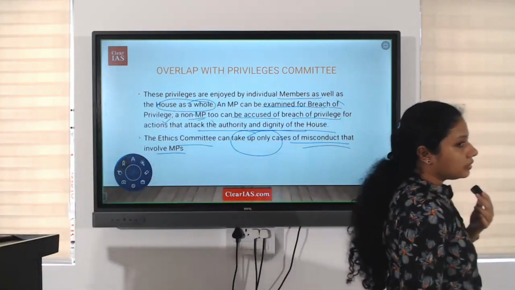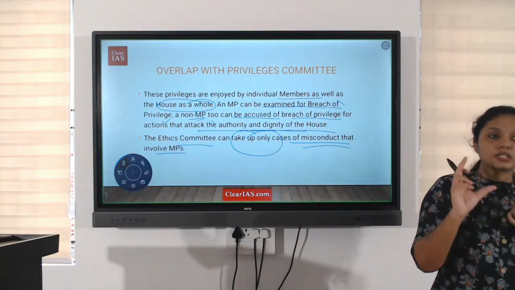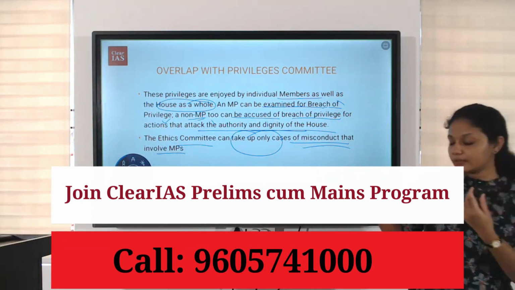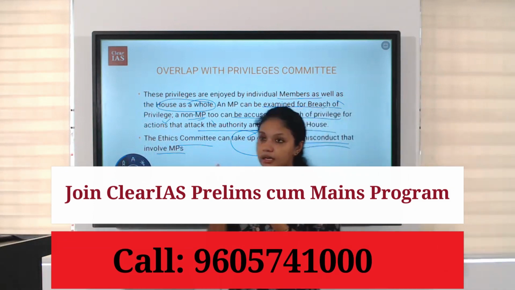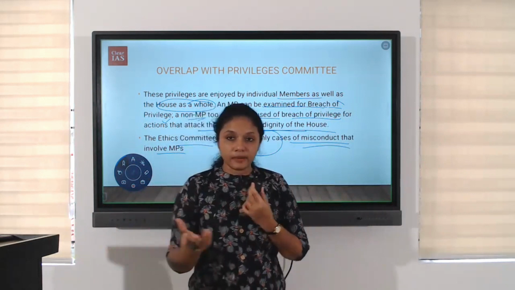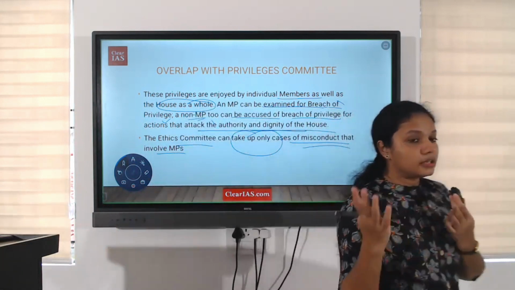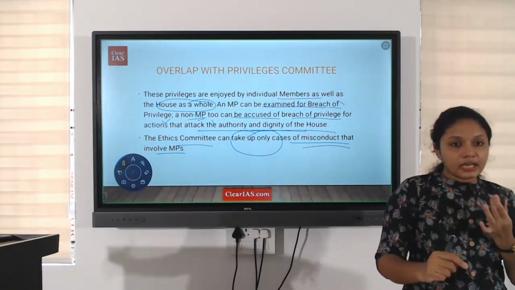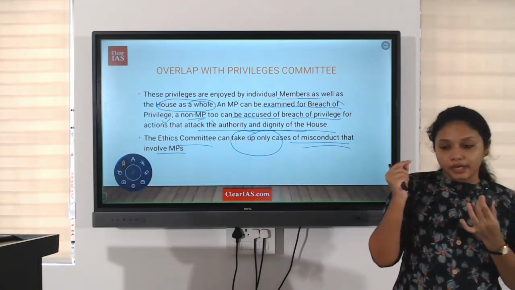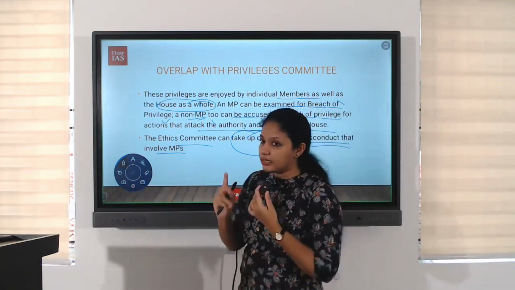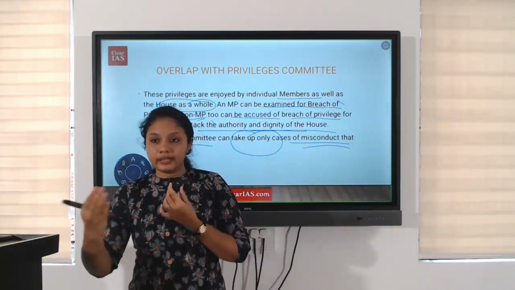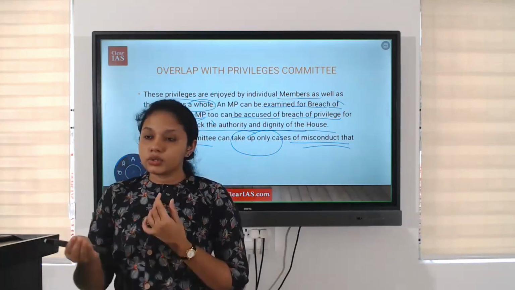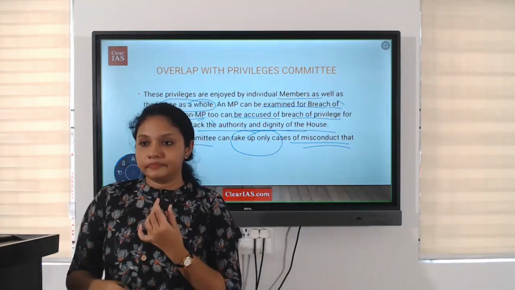Okay. The ethics committee can take up only cases of misconduct that involve an MP. So it means that there are certain privileges which are provided to the MPs. One of the most important ones is regarding the freedom of the MPs. In most cases, there will be an overlapping between the ethics committee and privileges committee. Only when misconduct is present, the matter is referred to the ethics committee. In all other cases, it is mostly considered a breach of privilege, so it is referred to the privileges committee.